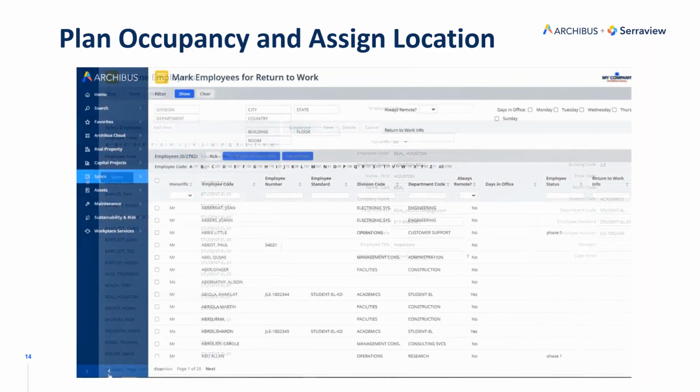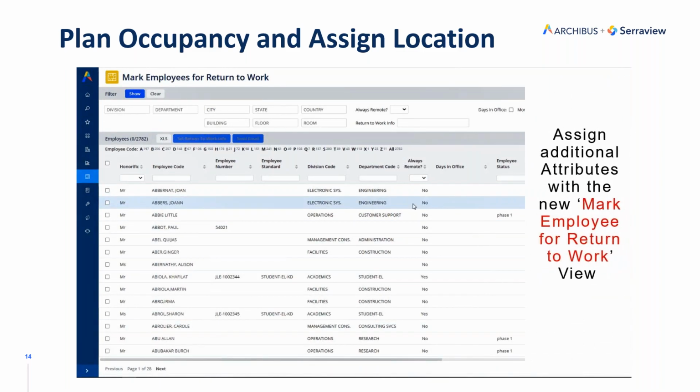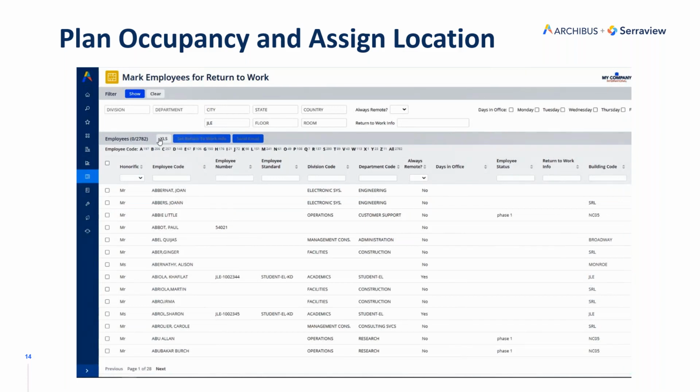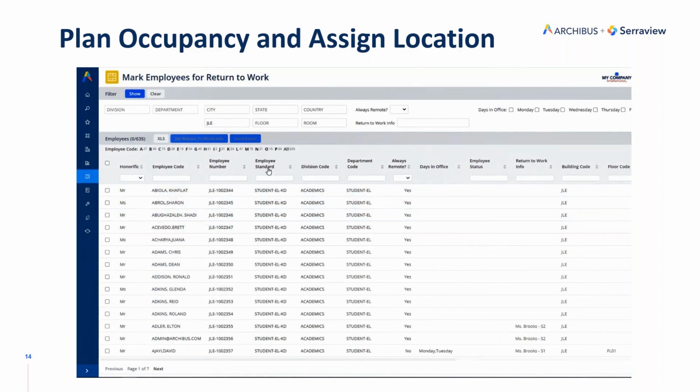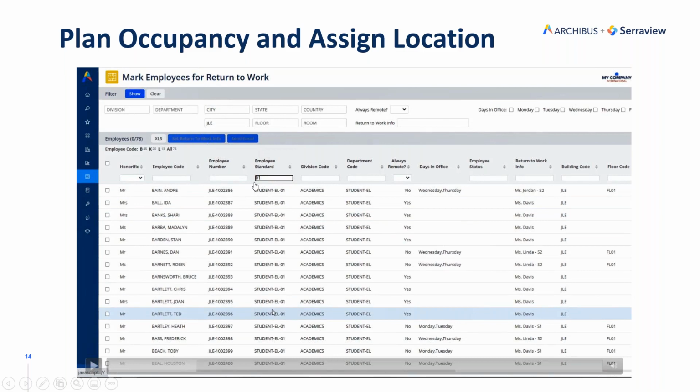Once we have done that, we move to this new view that we have, which is called Mark Employees for Return to Work. Now we have several more attributes per employee or per student that we can work with. First I'm going to look at that individual school. Notice that because I gave those employee standards, I now have a list of all those individual employees available by the correct standard. So now I'm looking at all the employees of the first grade, or in this case, all the students that belong to the first grade.